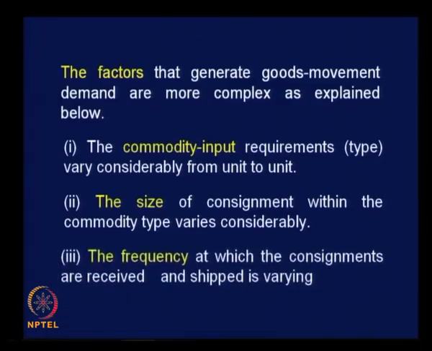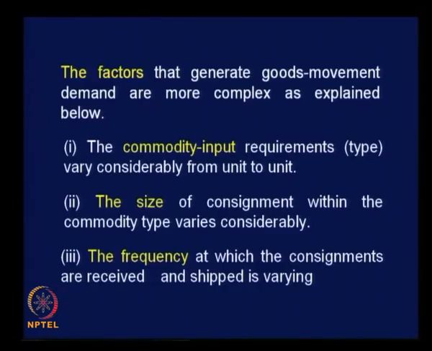The frequency at which the consignments are received and shipped is varying, that is a very important point: the frequency of receipt as well as dispatch of commodities. If the manufacturing unit has sufficient storage area, they may not be receiving the commodities frequently, nor sending out the outputs frequently. They will store enough of them and send it in bulk to various destinations.